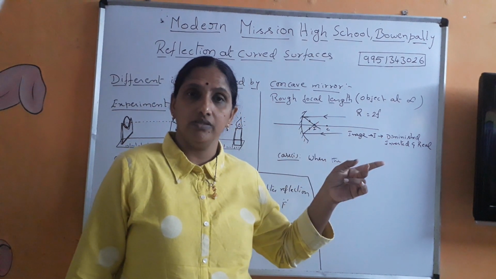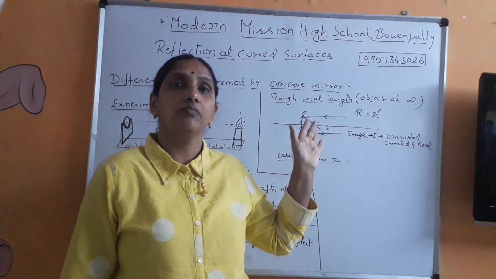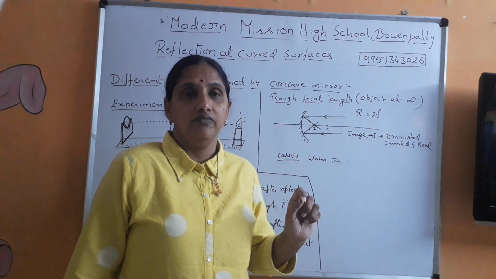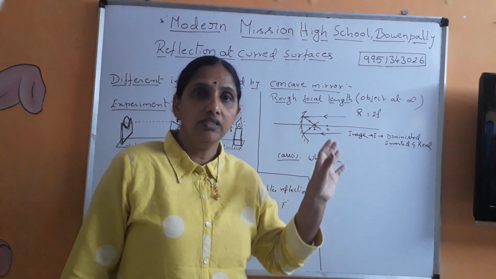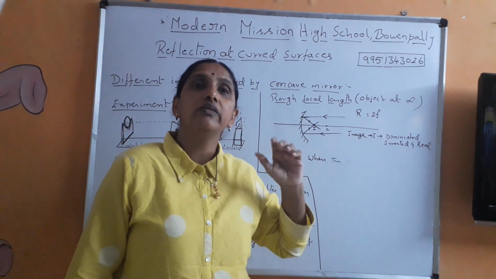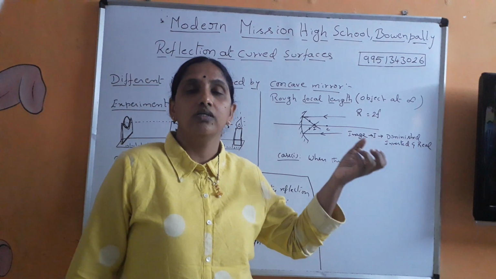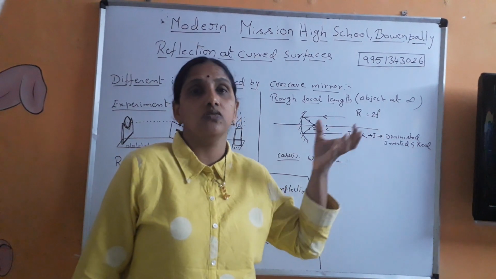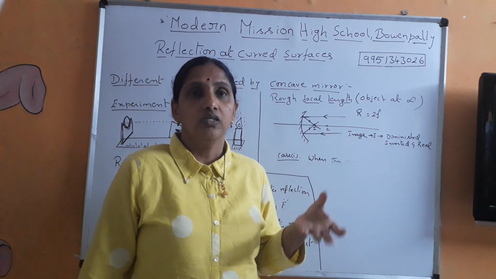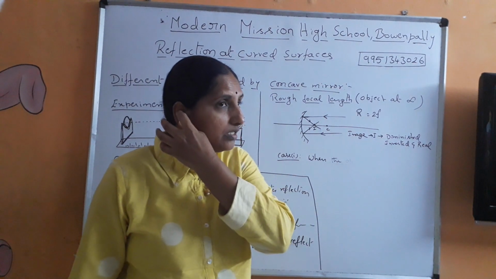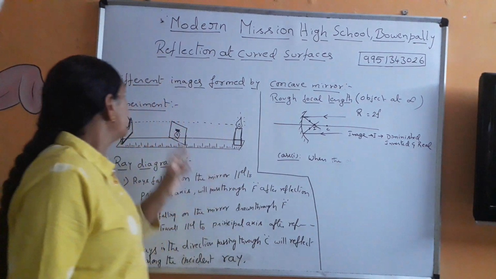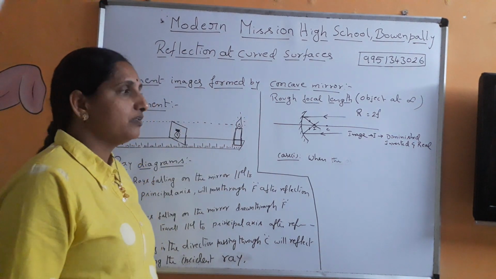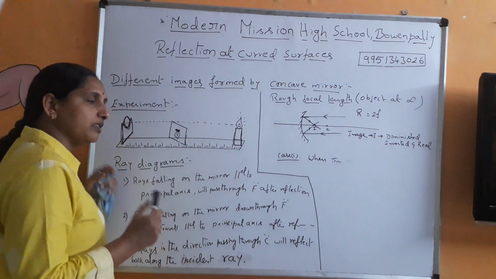We already discussed real and virtual images. Real means an image which can be caught on a screen, where the image can form on a screen. Virtual means we only feel as though the image is formed. Okay, so now we are going to see what different images are formed by a concave mirror.